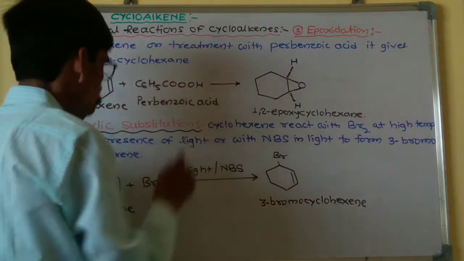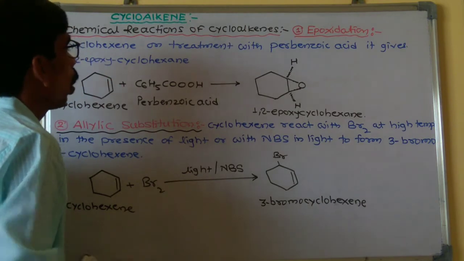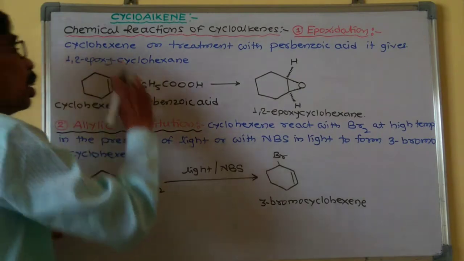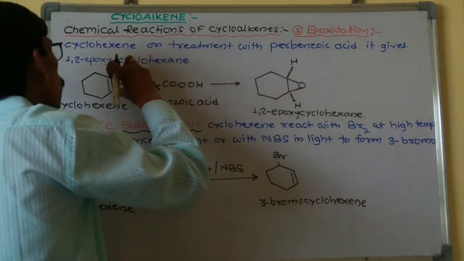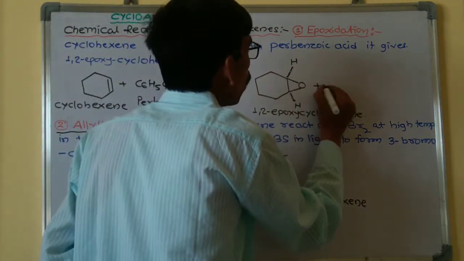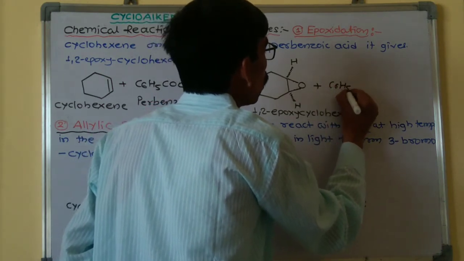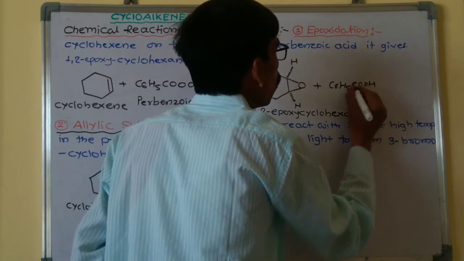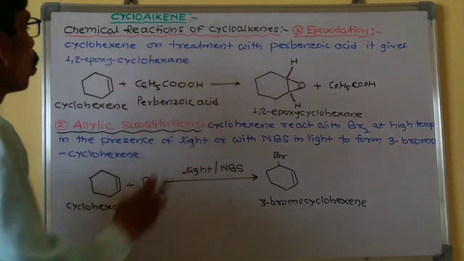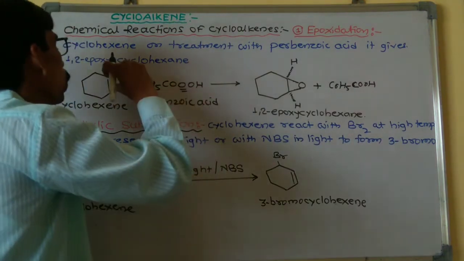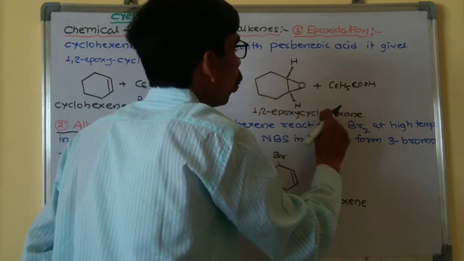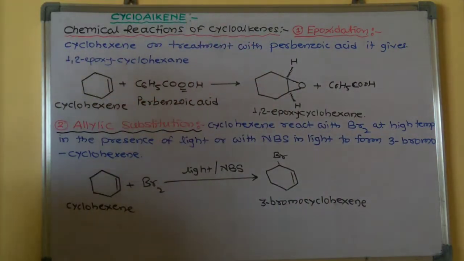There is the addition of perbenzoic acid. That is, one oxygen atom is added in between the carbon-carbon double bond. Plus the remaining C6H5COOH, so this is benzoic acid. Only one oxygen atom is added in between these two carbon atoms, and we get 1,2-epoxycyclohexane. Okay, so this is the first chemical reaction, that is epoxidation.